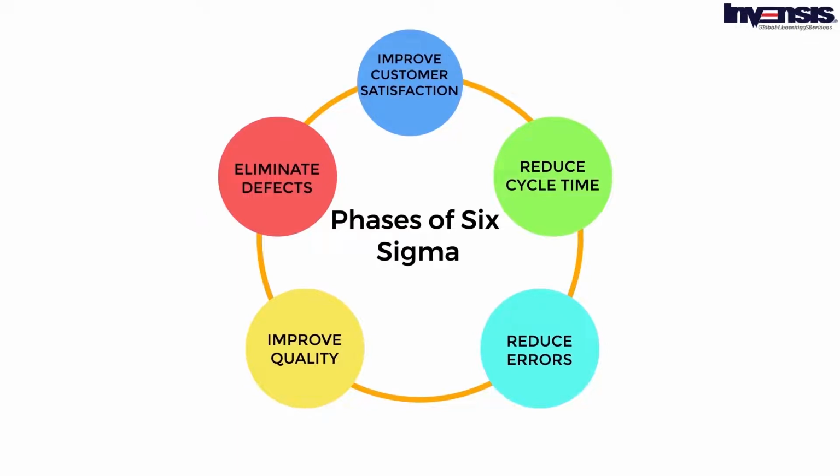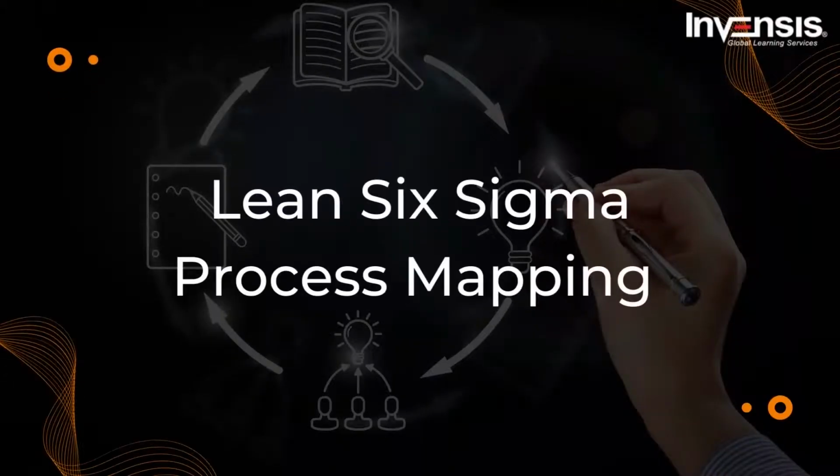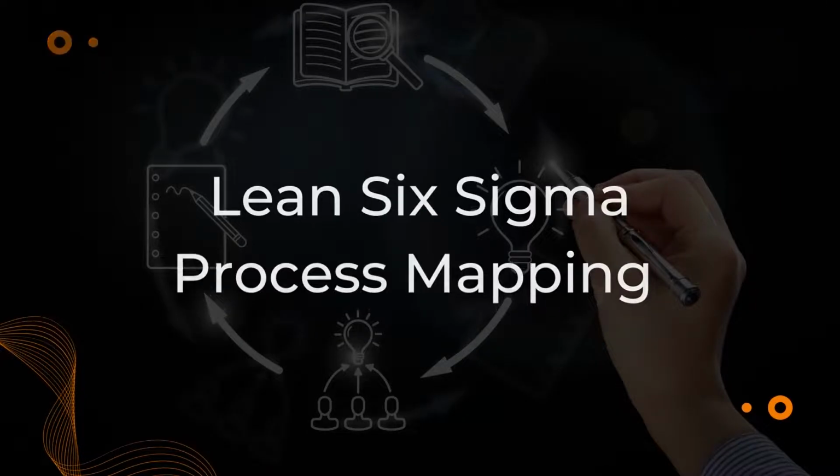The objective of a process map is to facilitate the development of a shared understanding of how a process should operate. So by the end of the video, you will understand what exactly Lean Six Sigma process mapping is and how to create a process map in Six Sigma.